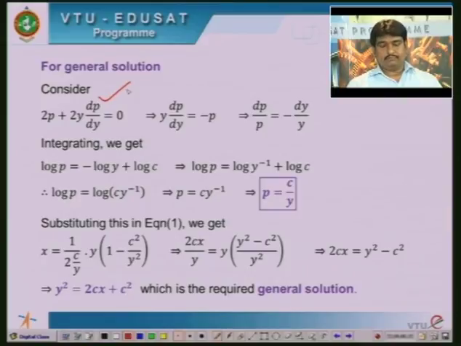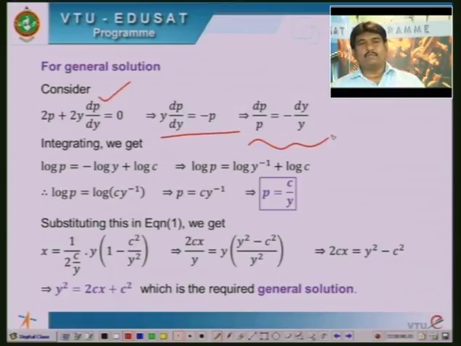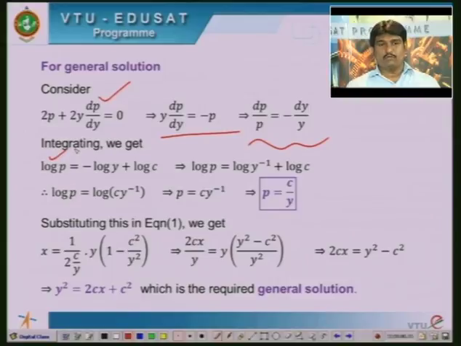Simplify this: y dp by dy equals minus p. Separate the variables to get dp by p equals minus dy by y. Now integrate it, it is in variable separable form. Integration of 1 by p is log p, minus integration of 1 by y is log y, plus some arbitrary constant. For simplicity, we have taken it as log c.